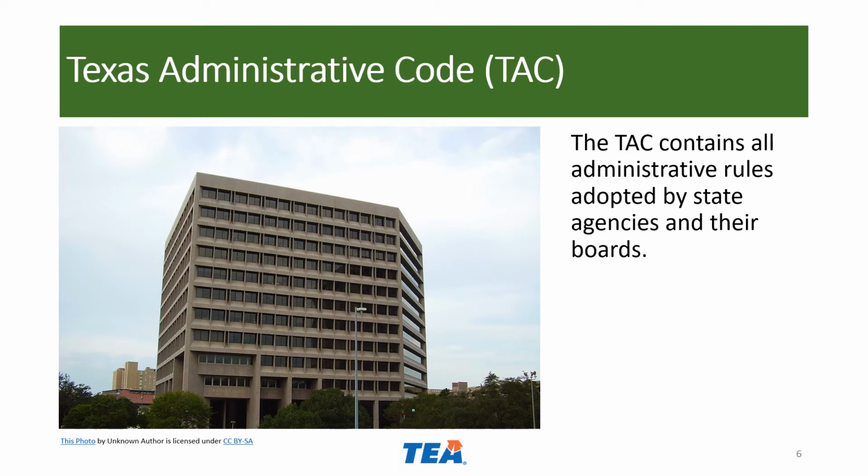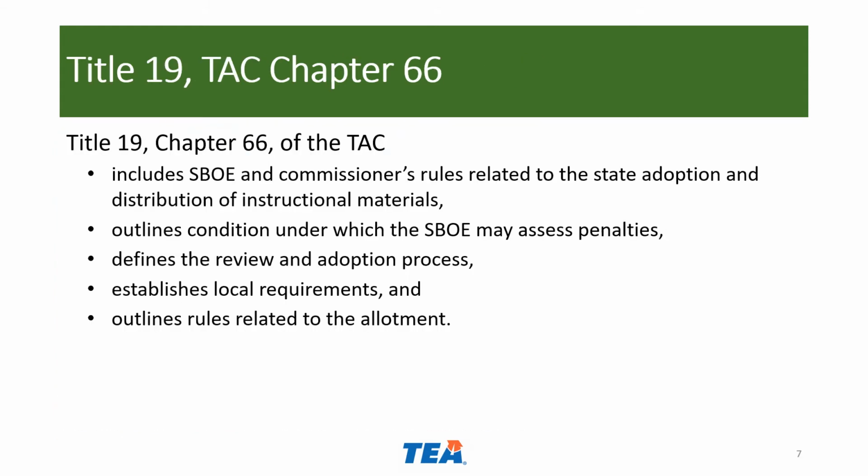The Texas Administrative Code contains all administrative rules adopted by state agencies and their boards. Chapter 66 of the Texas Administrative Code includes the SBOE and Commissioner's rules related to the state adoption and distribution of instructional materials, outlines the conditions under which the SBOE may assess penalties, defines the review and adoption process, establishes local requirements, and outlines rules related to the allotment.